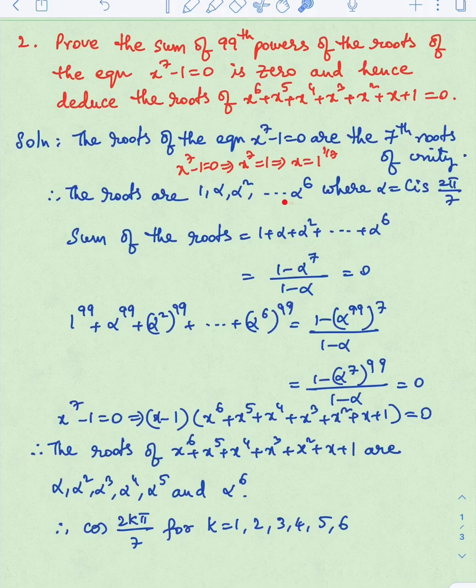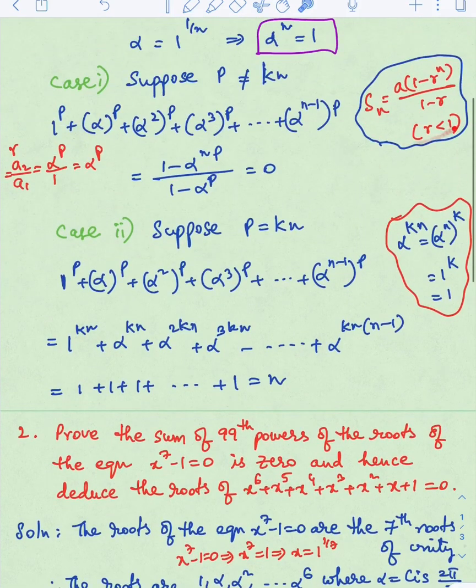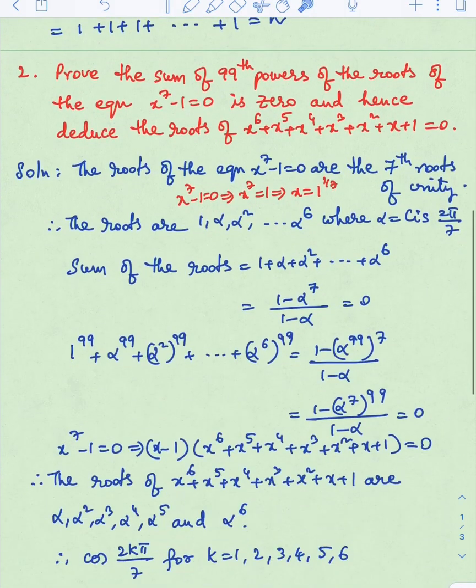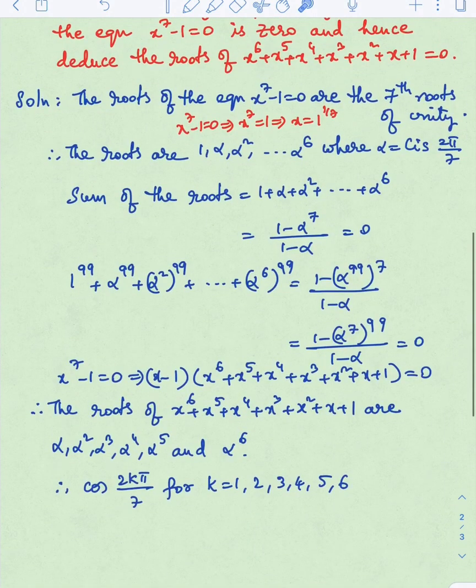So sum of the roots is what? Add all these: 1 plus alpha plus alpha square till alpha power 6. It is in GP formula. In the previous problem, I have told you the formula to find Sn: a into 1 minus r power n by 1 minus r. Here we are applying it.